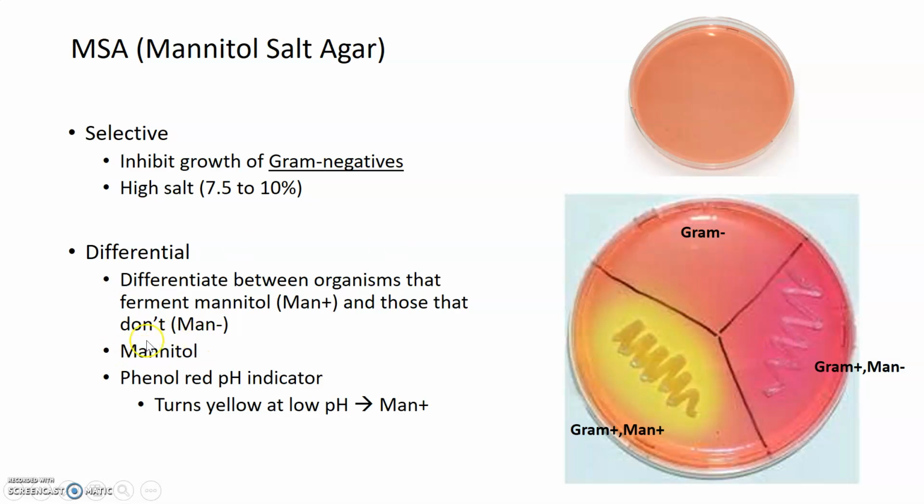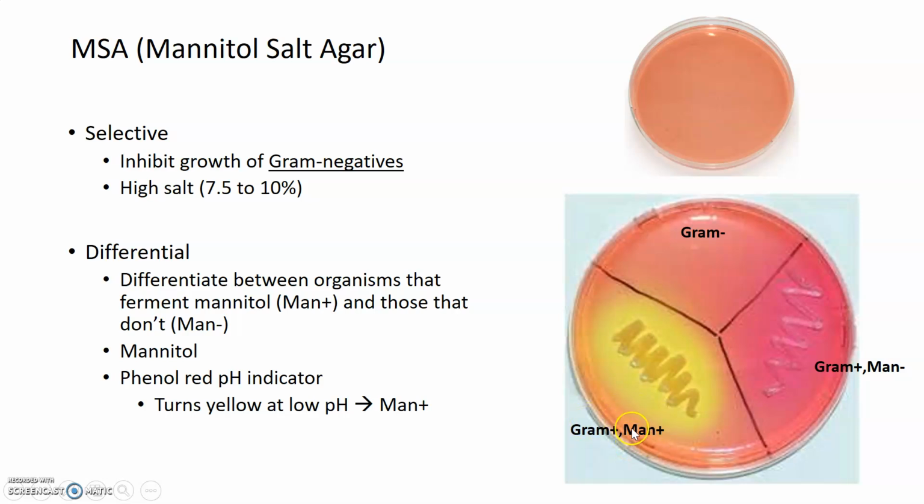And then the addition of this mannitol sugar, as well as a pH indicator called phenol red, can help you differentiate whether your particular bacteria can ferment mannitol or not. Phenol red turns yellow at a low pH, and when mannitol is being fermented, it produces an acid that lowers the pH of the medium and therefore turns the whole thing yellow.